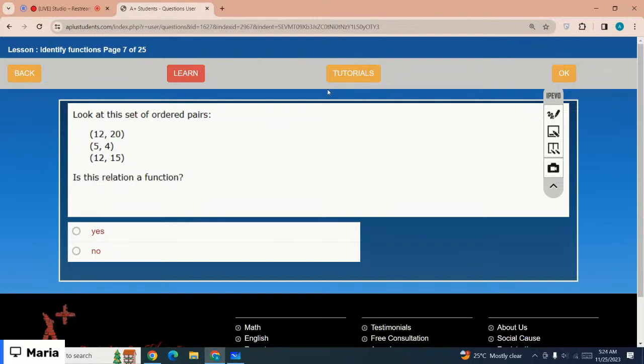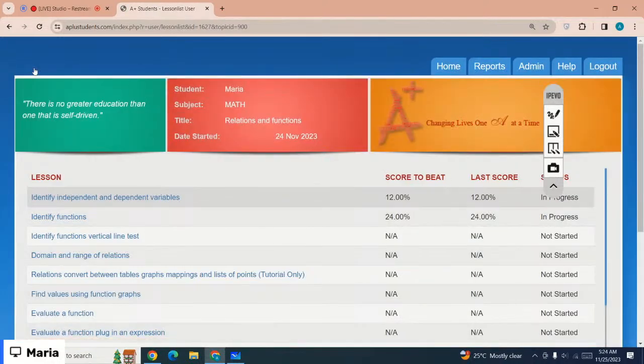Okay, you can complete the lesson by yourself later today. Let's just move on to the next lesson. The next lesson is identify functions using the vertical line test.